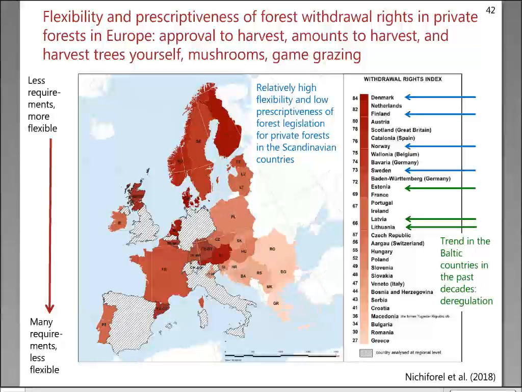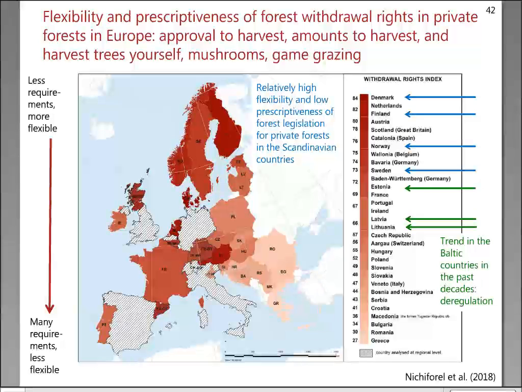If we look at European forest legislation, there was a study made here by Livio Nichiforel and his colleagues that also looked into how strict the requirements are for private forests. Here, the results are showing forest withdrawal rights, and you can see that requirements in the Nordic countries, for example, tend to be more flexible, that is more voluntary with fewer requirements, whereas in southeastern Europe, there are many requirements and they tend to be mandatory.